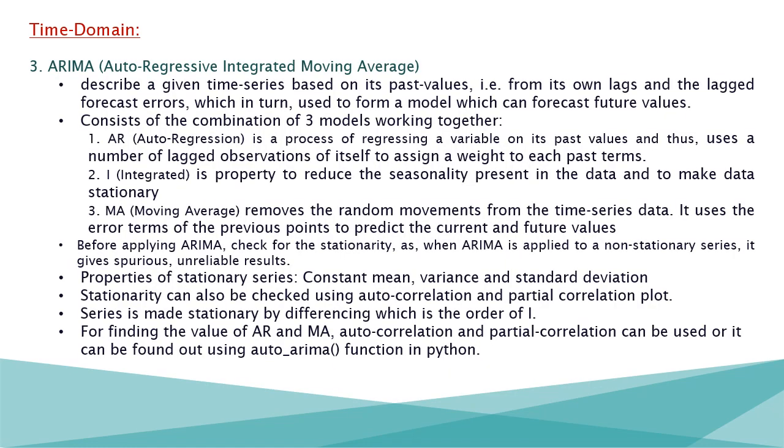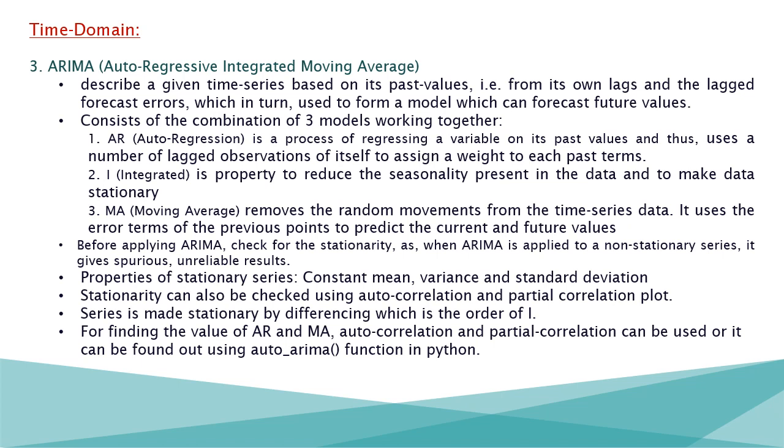Third time domain features that we can extract is using ARIMA model. ARIMA model describes a given time series based on its past values, that is from its own lags and lagged forecast error, which in turn is used to form a model which can forecast future values. ARIMA consists of combination of three models working together.